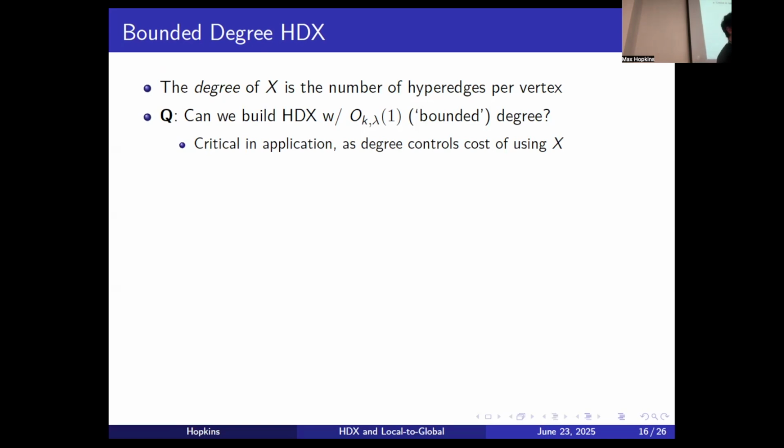And okay, like I said, this is really critical in application because it controls the blow up, the cost of using this object in practice. If I start with sort of a problem over the vertices and I blow it up to a problem on the k-sets, this is exactly how much I pay to do this. So we'd like the sparsest possible hypergraphs that still have strong expansion parameters.